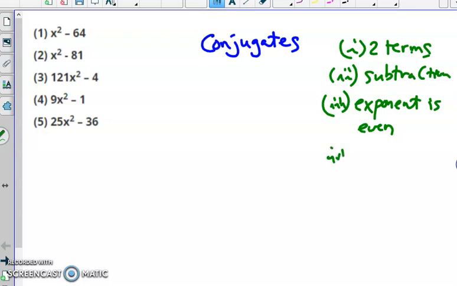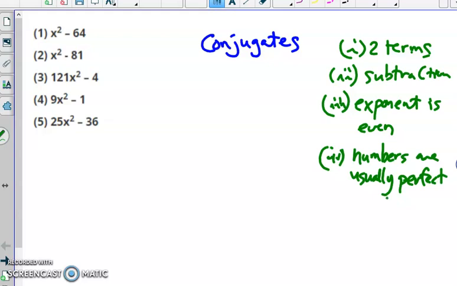And then the numbers are usually perfect squares. Perfect squares would be like 1, 4, 9, 16, 25, and so on. So 1 times 1 is 1, 2 times 2 is 4, 3 times 3 is 9, 4 times 4 is 16. So we can split that number into two equal factors.